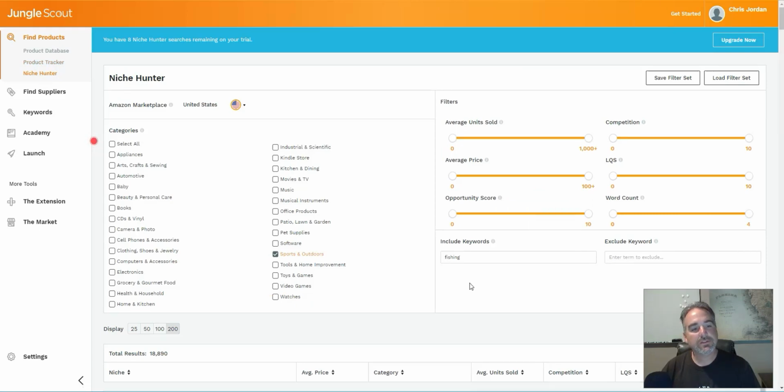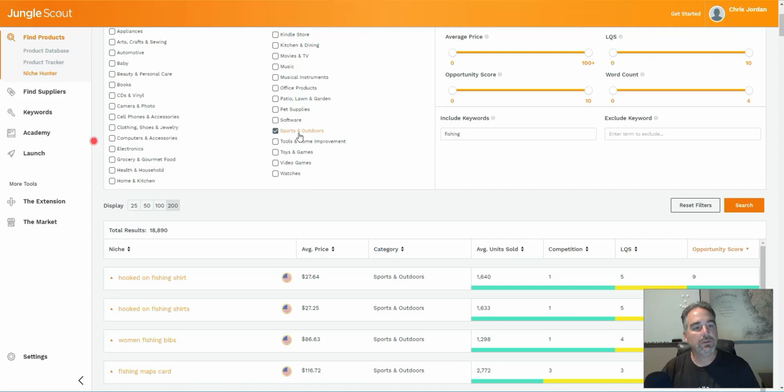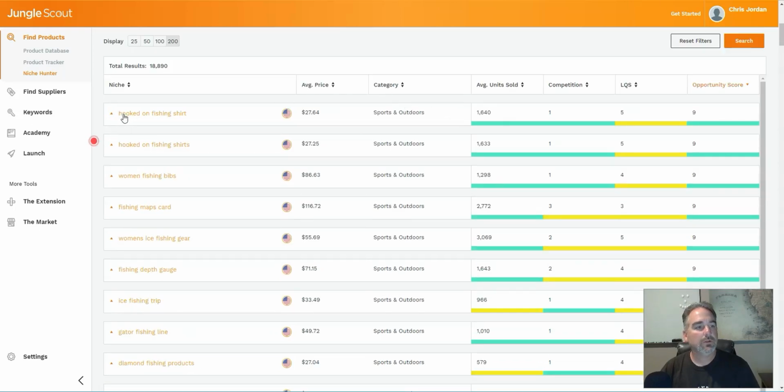That's where you can go in and put in a category and a keyword, and it'll pull up a whole bunch of products and give you their average units sold based on that BSR we were just talking about.